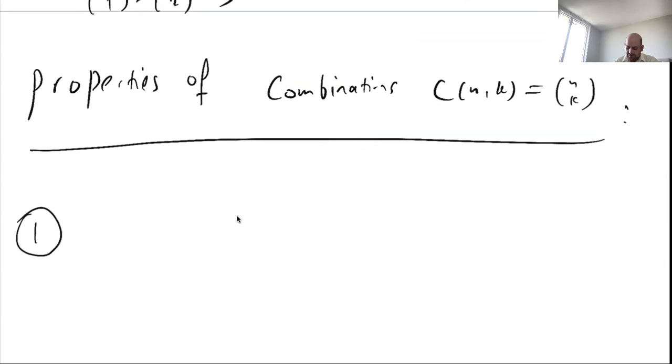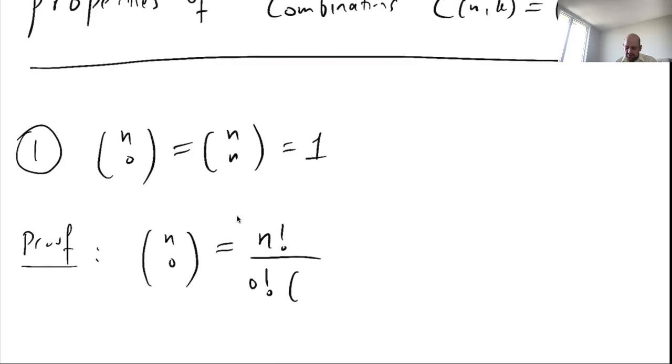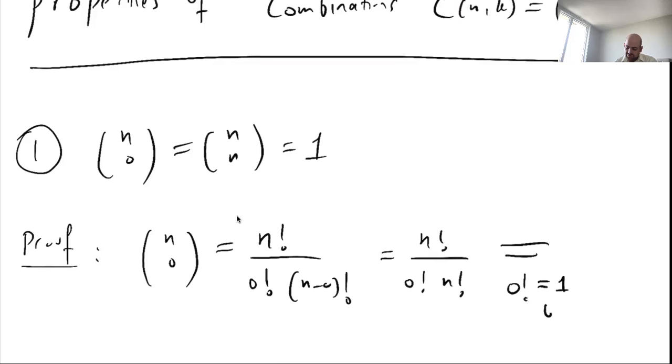So the first property is that n choose 0 equals n choose n equals 1. It's a very simple property. N choose 0 is always 1, same as n choose n. It's very easy to prove. N choose 0 means n factorial over 0 factorial times (n minus 0) factorial. That's n factorial over 0 factorial times n factorial. And 0 factorial is 1 by definition.